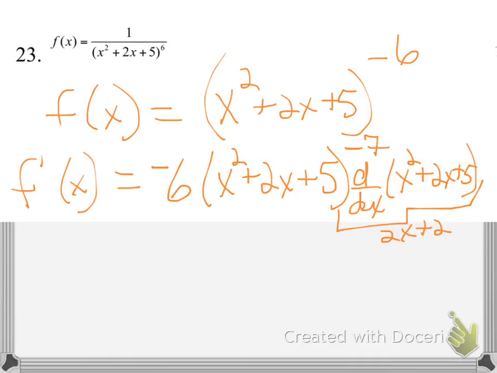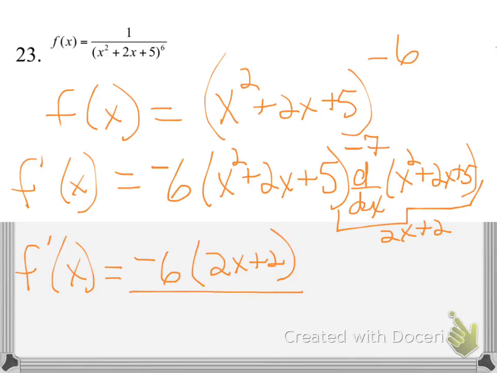Alright, so let's clean this up. So my final answer should be in this nice form. F prime of x equals. Now, I would just put the negative 6 here. Then in parentheses, I would put the 2x plus 2. That is the safest way to write that. Then in my denominator, I would put my x squared plus 2x plus 5 and raise that whole thing to the 7th power, and that is the nicest way and the safest way to present your answer. So let's go on to number 24.